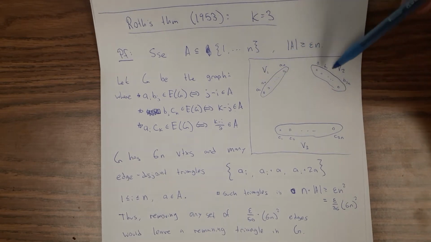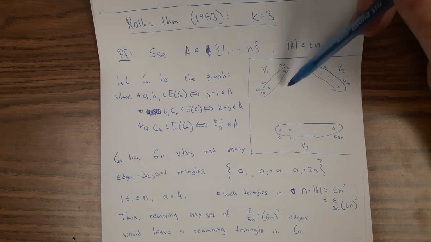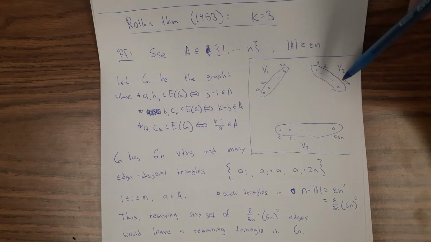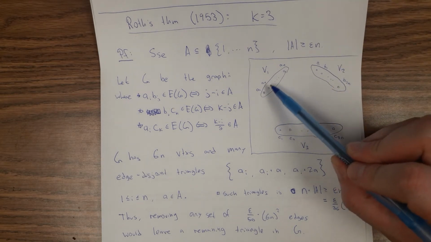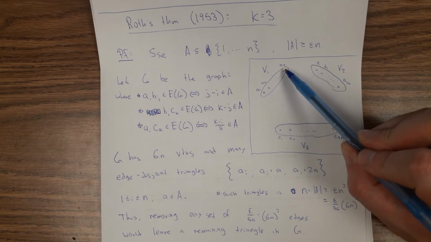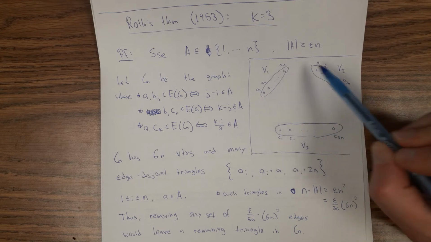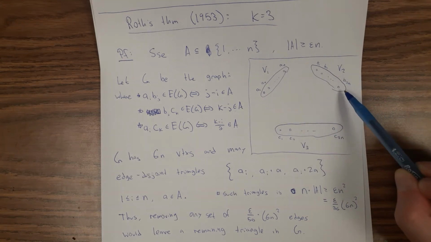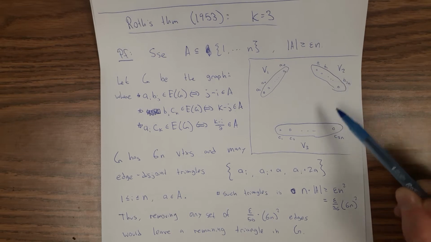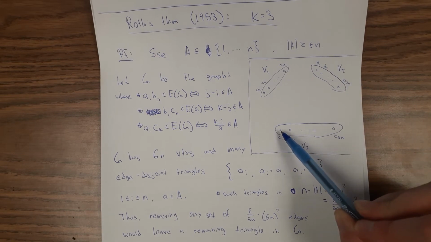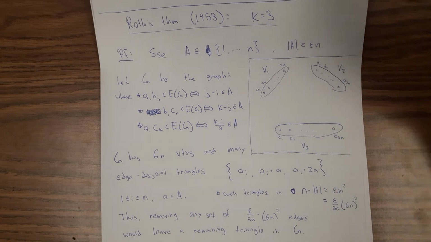It's going to be a tripartite graph. I've drawn the 3 parts here. There's V1, V2, and V3. And let's pay attention here. V1 has n elements, A1 through An. V2 has 2n elements, B1 through B sub 2n. And V3 has 3n elements, C1 through C sub 3n.